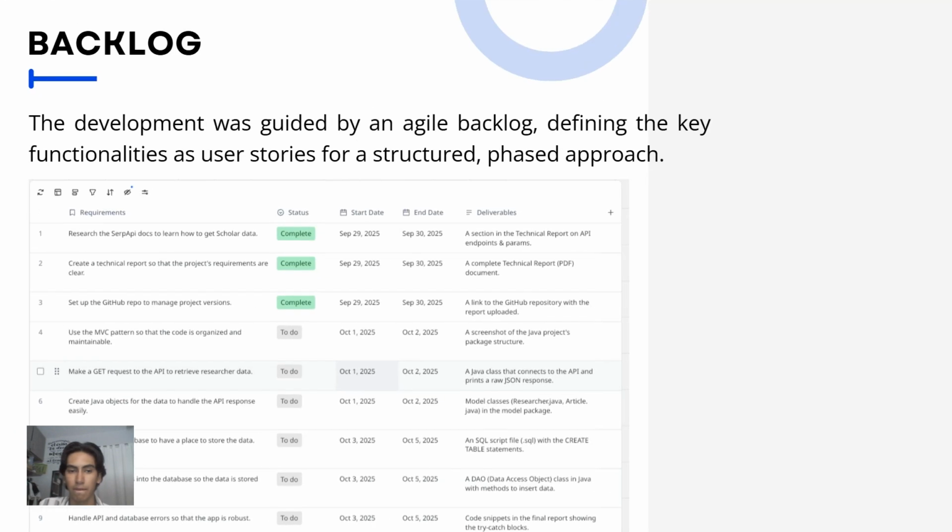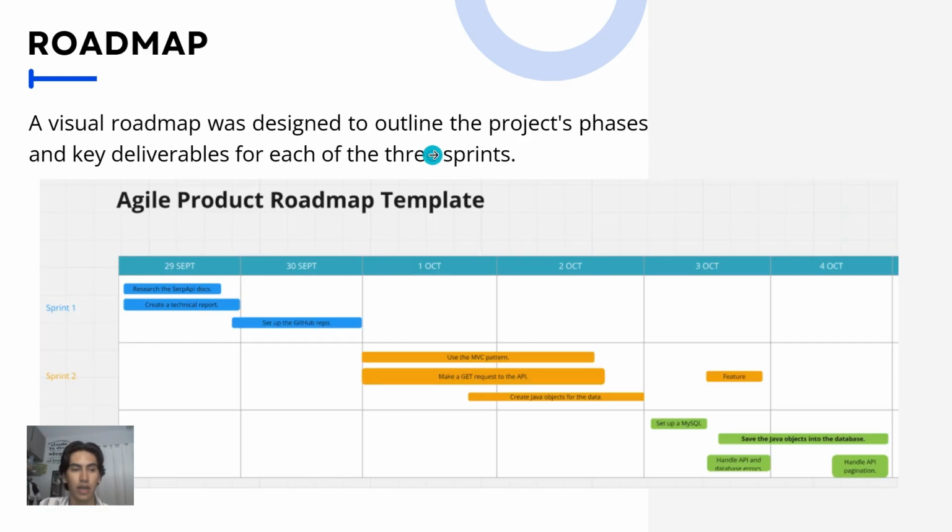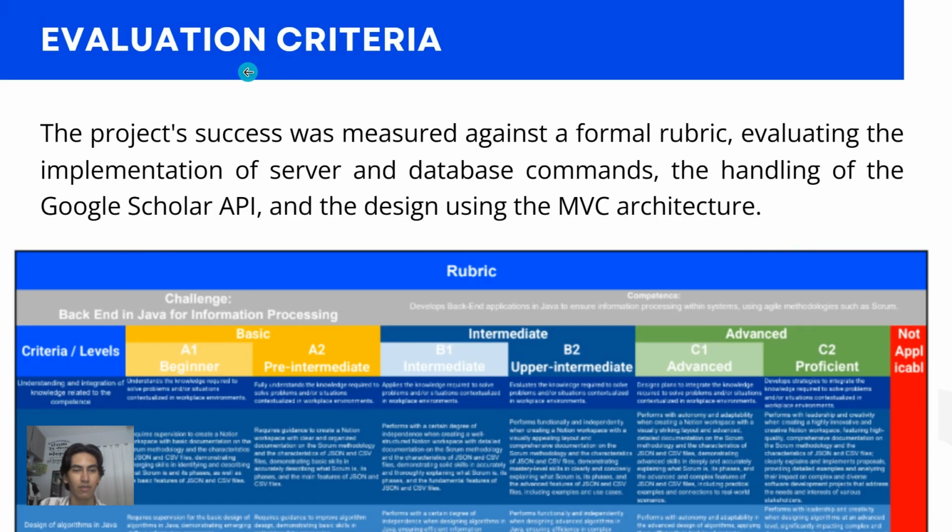And we have the roadmap of the project: in 1 week we have to create the whole project in 3 sprints. 1 week for the first sprint, 2 days for another sprint, and another 2 days for the third sprint. The evaluation criteria of this project was success measured against a formal rubric.